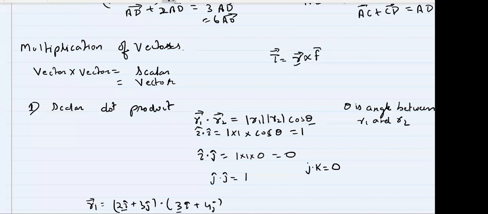Scalar, a vector. Many are saying scalar, many are saying vector. The thing is, multiplication of two vectors can give me both vector as well as scalar, because we have two types of multiplication in case of vectors.